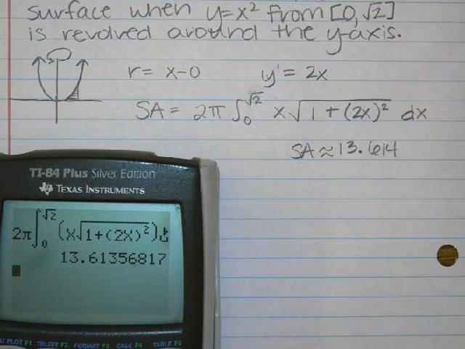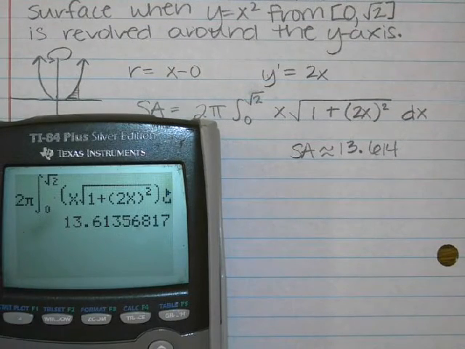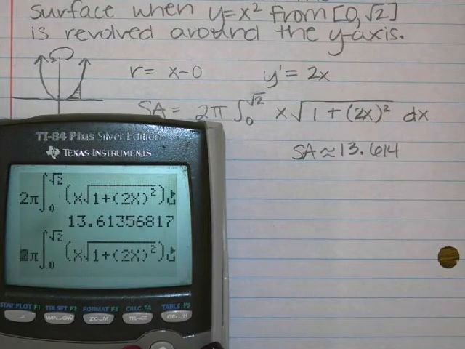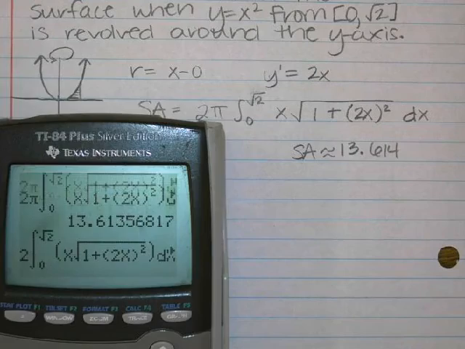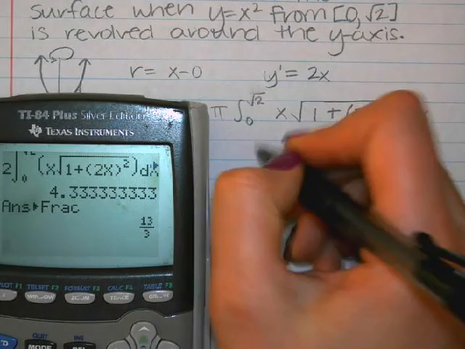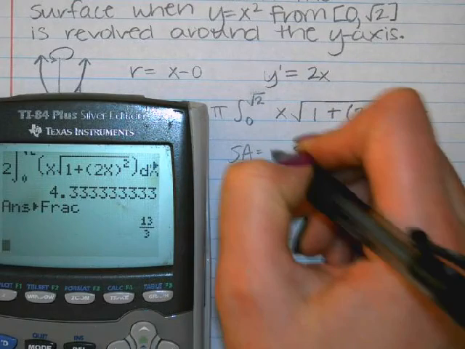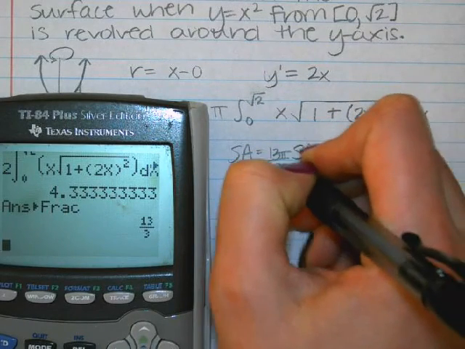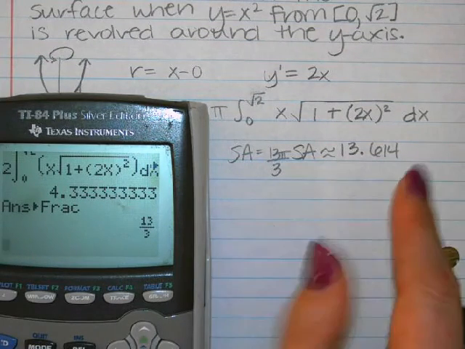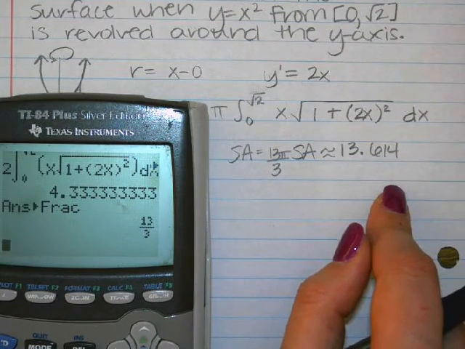Okay, now this, did you get it? Yeah. Now this one, if you want the exact answer, you can type it in again without the pi, and it will actually give you an exact fraction. 4.3333. So that's 13 thirds, and I'll go back and put the pi in. Good. So exact answer is 13 pi thirds, approximate answer 13.614.